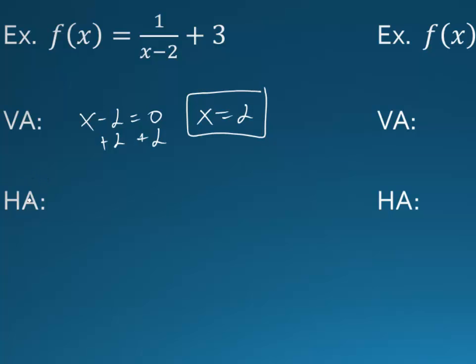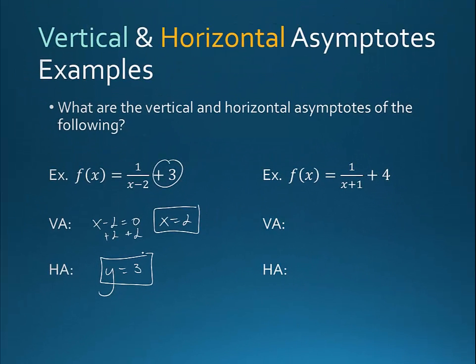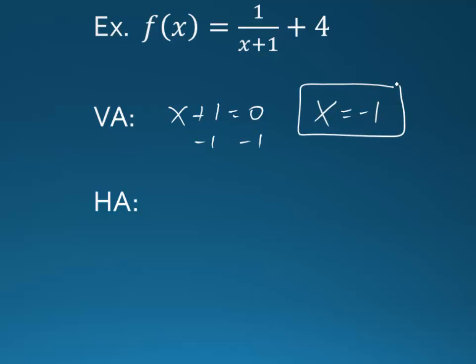Your horizontal asymptote, you'll have plus 3 on the outside, so y equals 3 is your horizontal asymptote. For your second example, we have 1 over x plus 1, plus 4. Set your bottom equal to 0 for your vertical asymptote, so x plus 1 equals 0. Subtract 1 from both sides, and you'll have x equals negative 1 as your vertical asymptote. Your horizontal asymptote, you have a plus 4 on the outside, so you would have y equals 4.